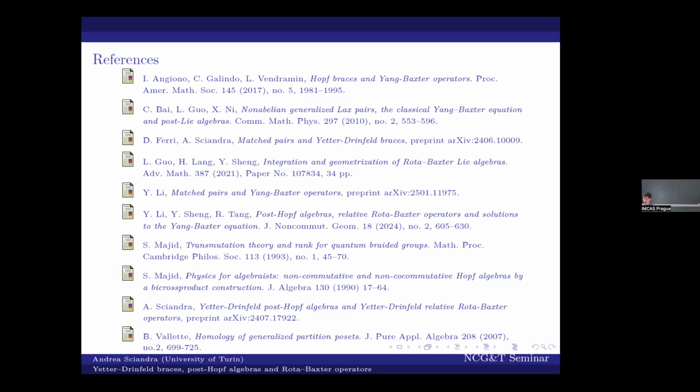Okay, maybe I can start with a very broad question. So we have seen now an equivalence, or even an isomorphism, between, so you have matched pairs. You have Drinfeld braces and Drinfeld post-Hopf algebras, right? Yeah. So now they are all the same. So what is the benefit of each of them? Why would you say you should look at this and not that?